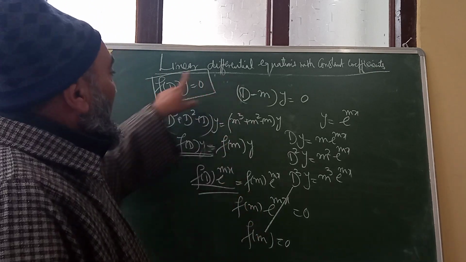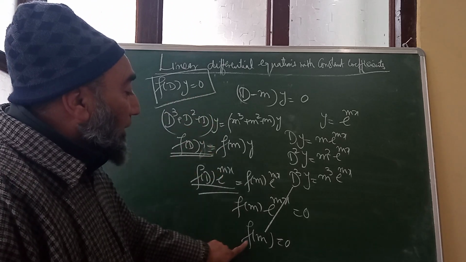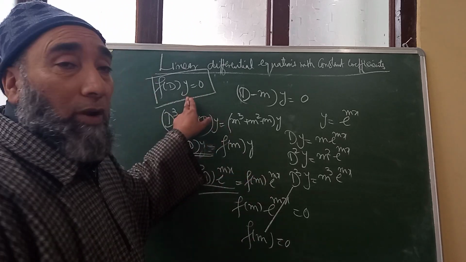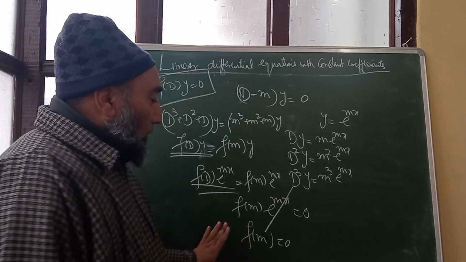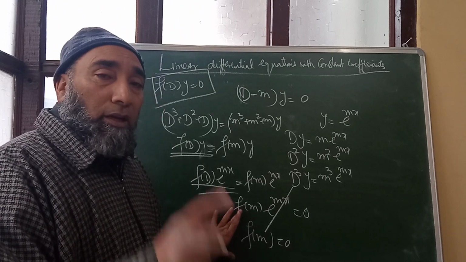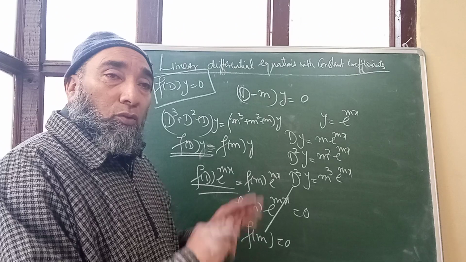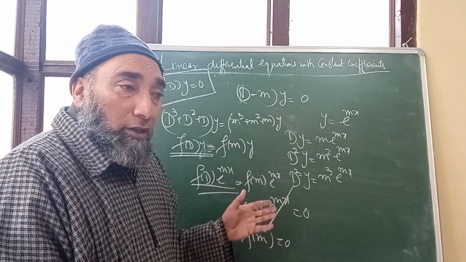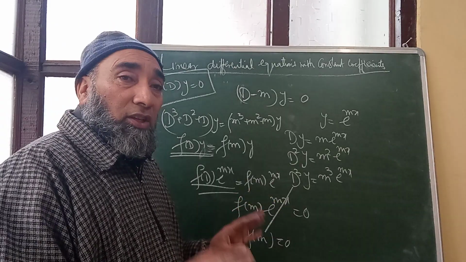And this is known as the auxiliary equation. That is why if I have f(D) operating on y equals 0, I replace D by m and I write f(m) equals 0. No e raised to the power mx, because this is never 0. This is the auxiliary equation, and the procedure is that you get the auxiliary equation by replacing D by m, then you get the roots. Case 1: roots are different and real. Case 2: they are repeated. Case 3: they are complex.